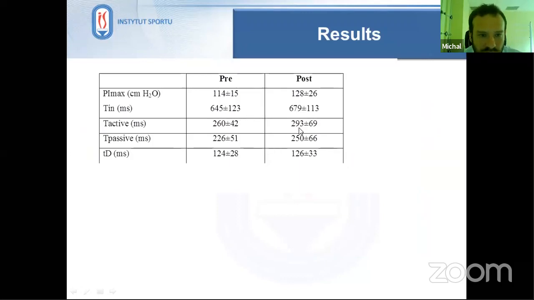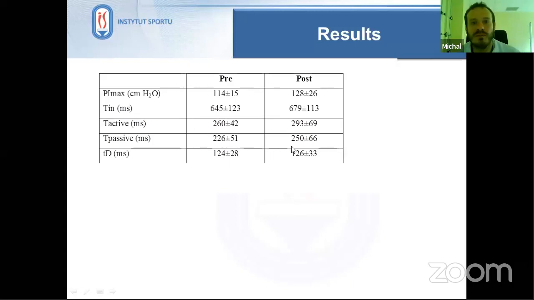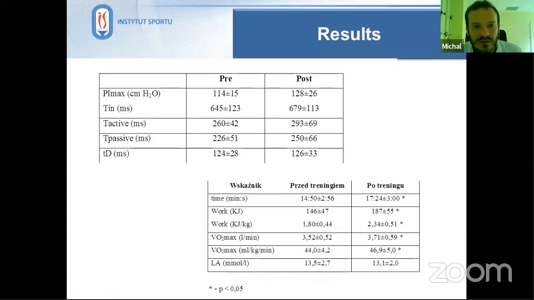Time of inspiration also decreased. Active phase time increased, and passive time of breathing increased. So that was the result. Sorry for Polish. It's an indicator before training and after training.